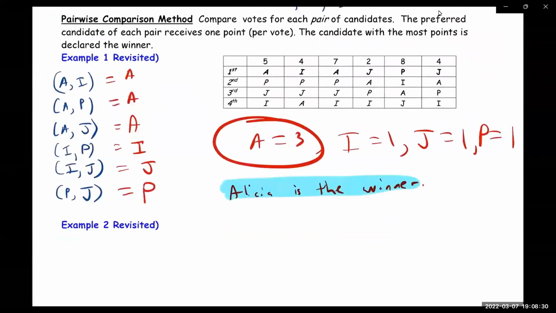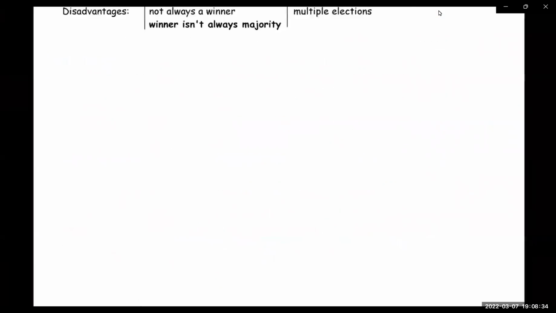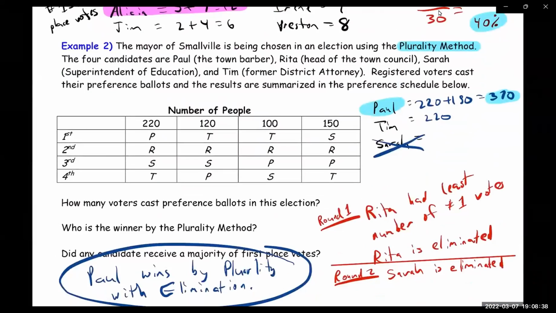They do want you to do the example 2 using the pairwise. So I'll let you guys do that one, maybe in a breakout room. So here, I'll copy and paste it over for you.